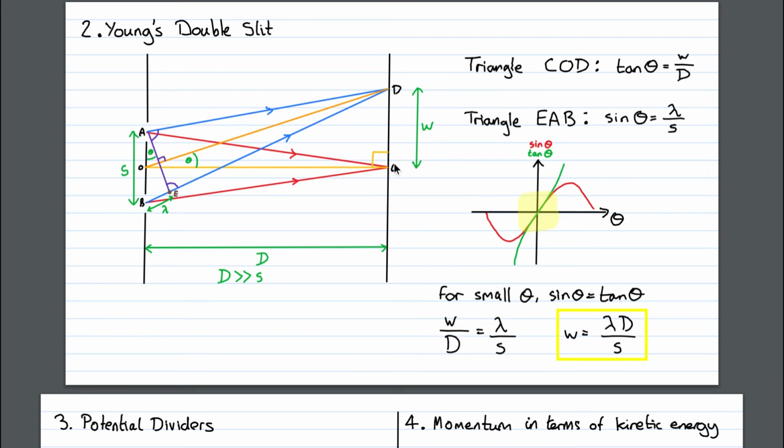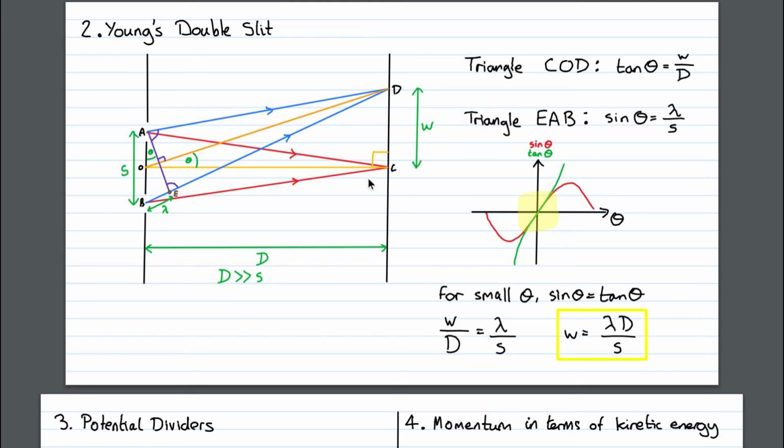Point D up here is the first bright fringe away from that centre C. And I've exaggerated it on this diagram. And D is the distance between the slits and the screen. We use a big D now so we don't get it confused with the d from the previous equation. Similarly, we use an s for the distance between two slits rather than a d, which we had for the previous equation, just to make sure the equations are kept separate and we can understand what's going on.